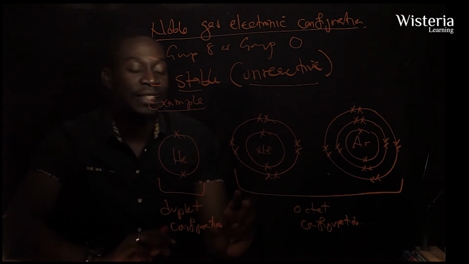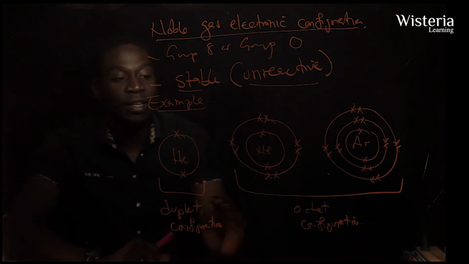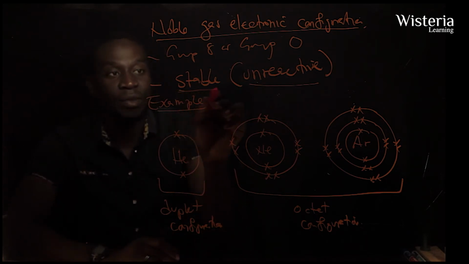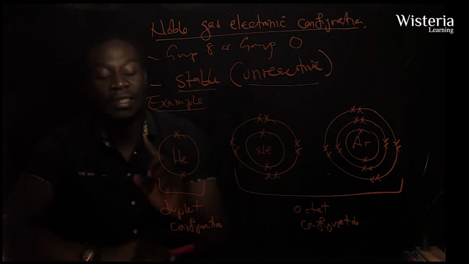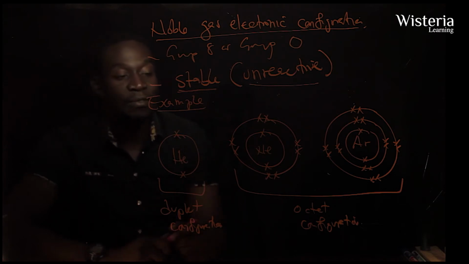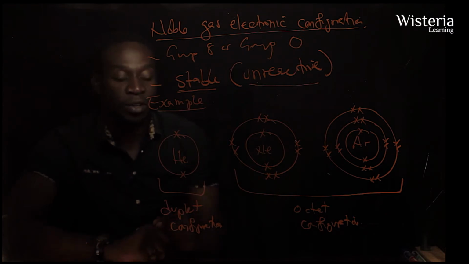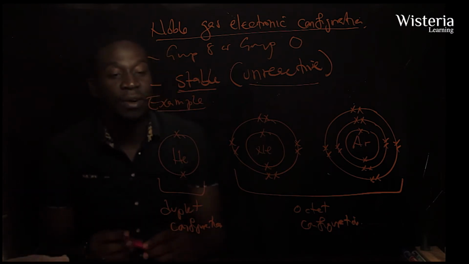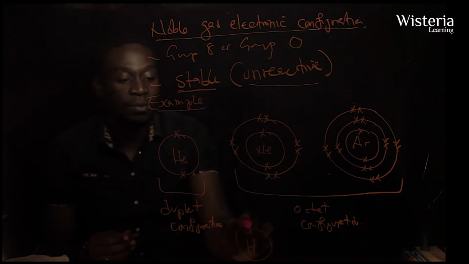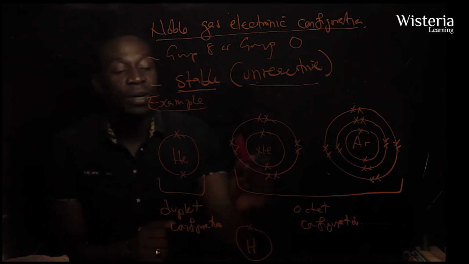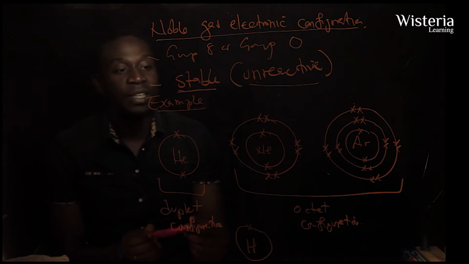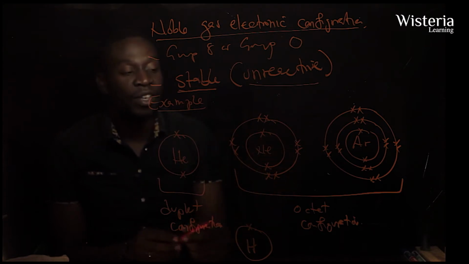So from this configuration, we can see that for an atom to be considered stable or unreactive, it must have 2 electrons if it has got only one shell, or it must have 8 electrons in the last shell if it has got more than one shell. For hydrogen to be stable, because it only has one shell, it must have 2 electrons. But for any other element that has got more than one shell, to be stable, they must have 8 electrons in their outermost shell.